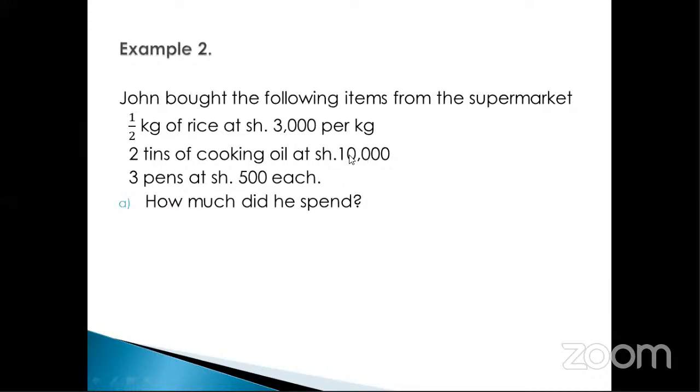So if the question comes like this and says 2 tins of cooking oil at 10,000, that means you just go ahead and start working out to get your total expenditure. So you can just write here cooking oil.